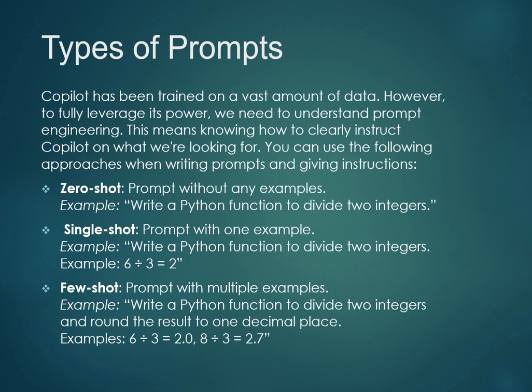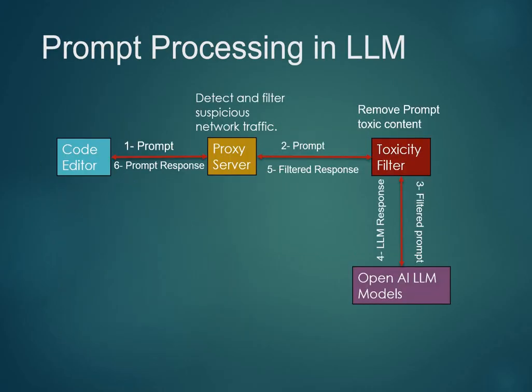But how is the prompt processed by Copilot? What is the processing pipeline of Copilot? That is also a good thing we need to understand. It has four components: a proxy server, a toxicity filter, and an LLM model. Whenever you send a prompt, it goes via the proxy server, which tries to detect any suspicious network or vulnerable calls and stops them, so that the LLM model is not overloaded. Then there is a toxicity filter.